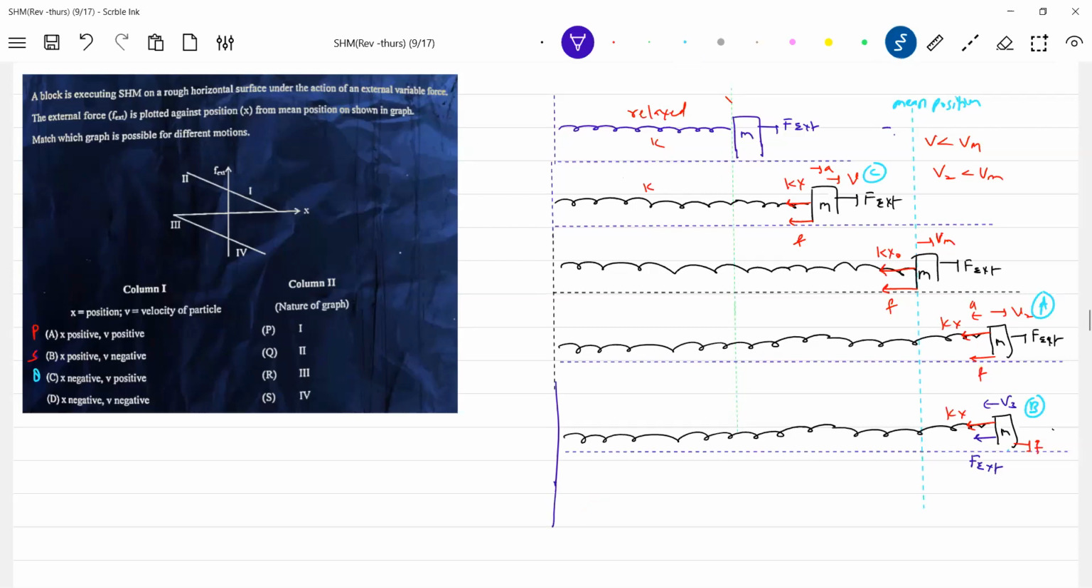Let's draw the diagram. X will be negative. So after this, it will be moving like this. Friction will be backward. I can apply force. I'll be applying force here. And the spring force will be acting in that direction.